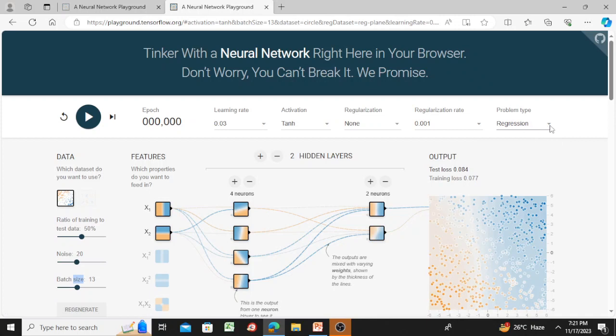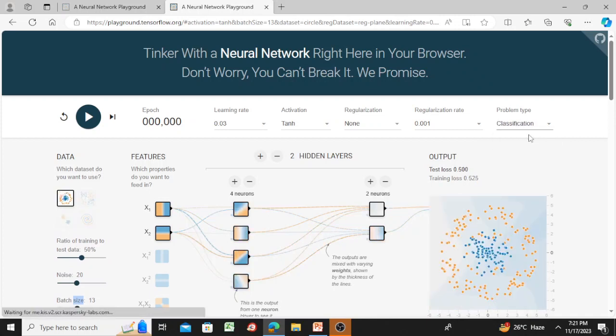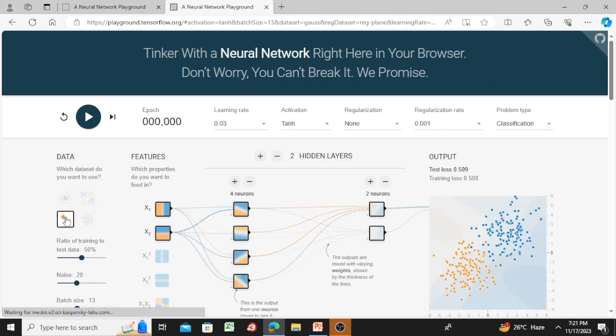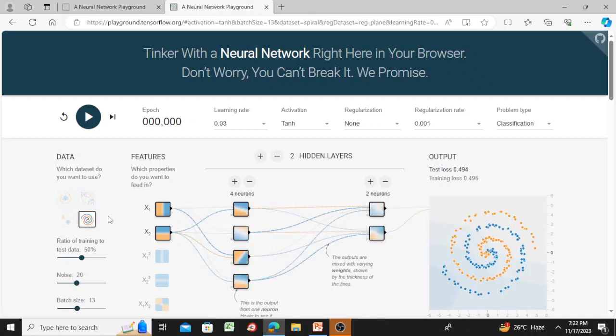If it is classification, just select classification, isn't it? Here you have different data sets, so make experiments with different data sets. Which one is the hardest data set? We were saying that this particular spiral data set is the hardest data set. You can execute with this spiral data set.